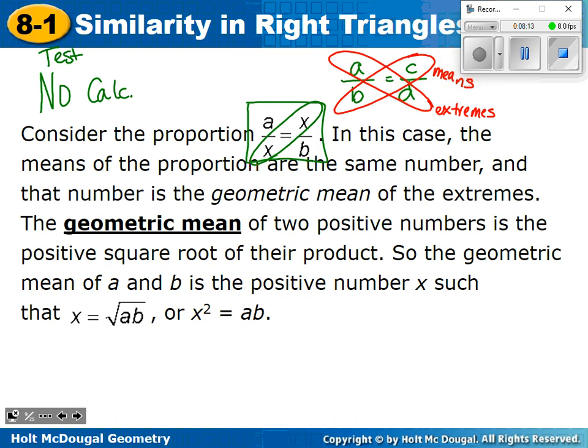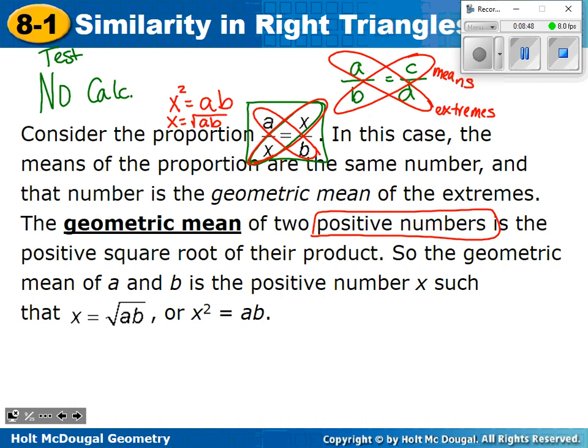All right, so in that idea, geometric means you're multiplying. And so when you have a geometric mean, it's going to occur when these are the same. And when you cross multiply, then what you find out is that x squared becomes equal to the product of a times b, or the product of the extremes. So then if you are solving for x, you take the square root, and you end up with x is just the square root of the product of the extremes.